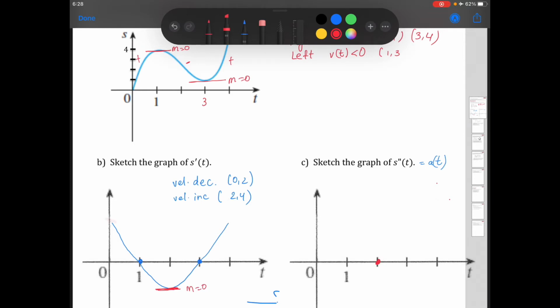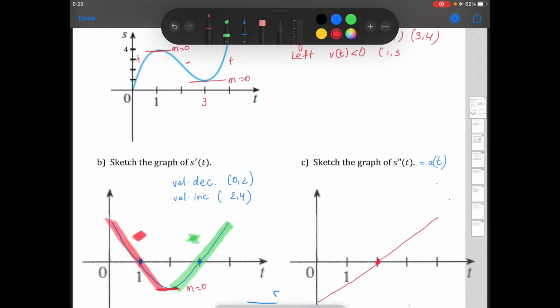Now if I was to trace the left side of this, what is happening to my slope? My slope is negative here. And if I was to trace the right side, from 3 onwards, it is positive. So if it's negative, it's going to be below the x-axis, right? And if it is positive, which is from 2 to 4, it's going to be above the x-axis. So that kind of gives us our tentative acceleration graph.